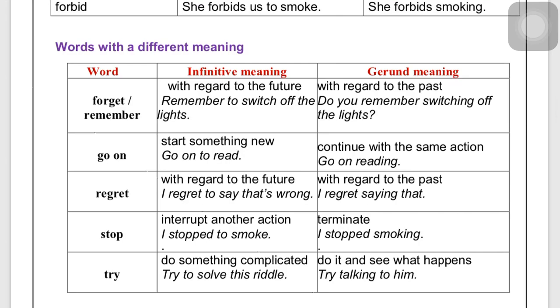Let's move to try. If I said I tried to solve this riddle or this problem, it means I'm trying to solve something which is complicated or has a problem. So I try to solve the riddle but I can't. But when I say try talking to him, I'm asking you to do something in the future and to see what is the result. For example, try talking to him and let's see what he's going to say. Or try taking this medicine and let's see the result. So this is the list of verbs.